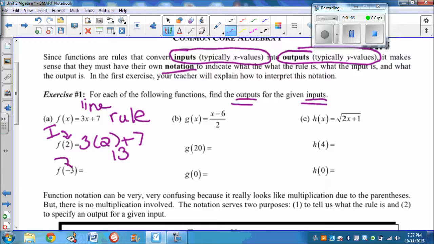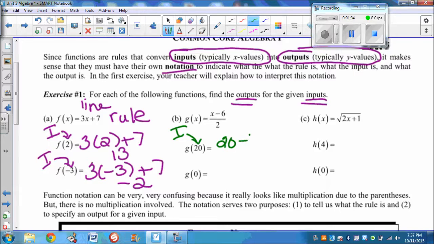Same thing with the negative 3. So now I'm changing my input to be negative 3. So 3 times negative 3 plus 7, that's negative 9 plus 7. So my output that goes with an input of negative 3 is negative 2. So if I change the rule and I say g of x is equal to x minus 6 divided by 2, what's the output that goes with an input of 20? So 20 minus 6 divided by 2, that's 14 divided by 2, which is 7.